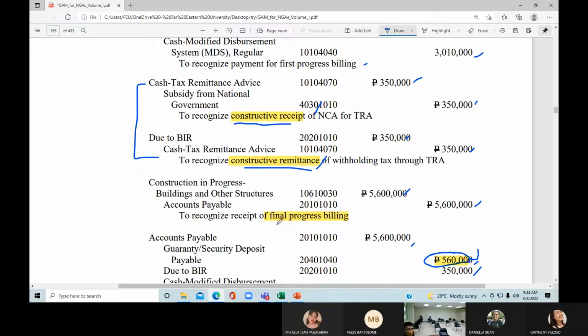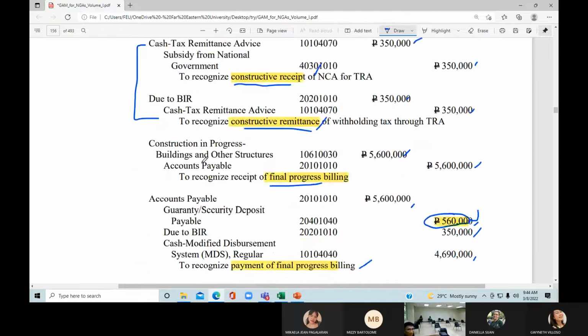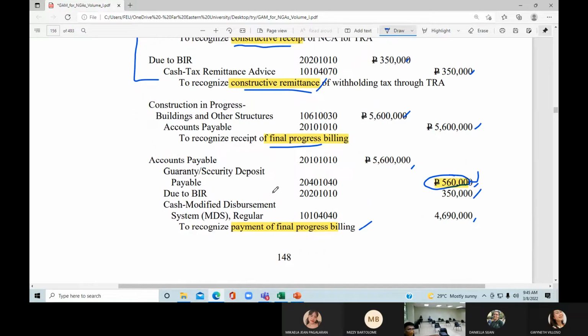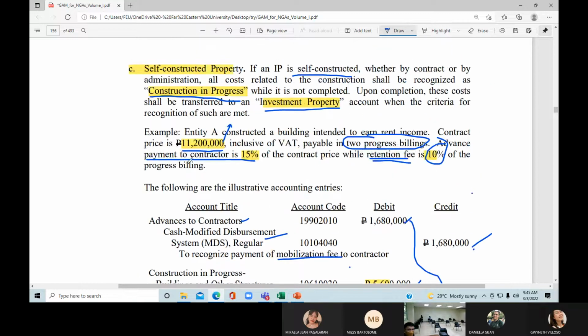Next is yung final progress billing. So yung isa pang 5,600,000, no? Debit, construction in progress, 5,600,000, credit, accounts payable. Tapos babayaran ulit yung accounts payable na yan. Debit, AP, 5.6 million. Credit guarantee security deposit payable, yung 560. Again, 10% ng progress billing.